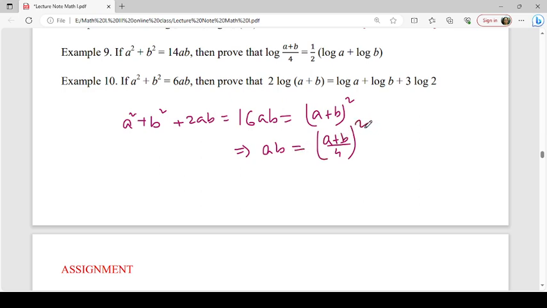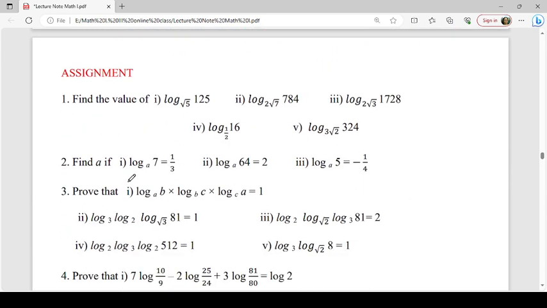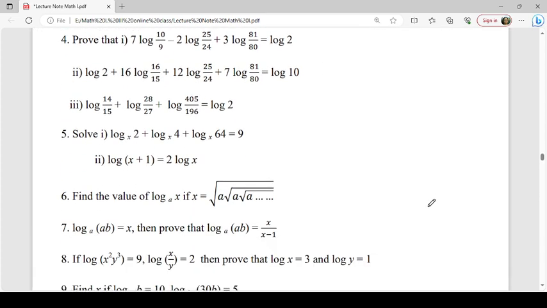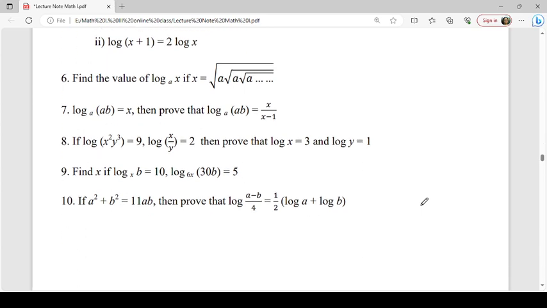Now you take log, so log ab means log a plus log b is equal to log of (a plus b by 4) whole to the power 2. You can take the 2 here and then divide by 2, and we will get the answer. So this is logarithm. These are assignments, some practice questions, very simple questions. You can try them for practice.